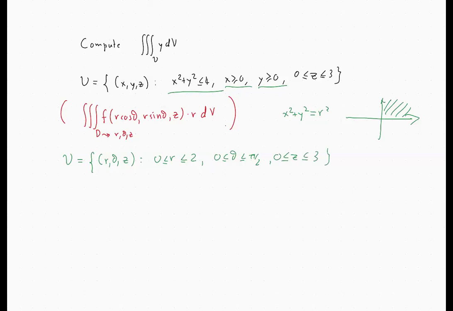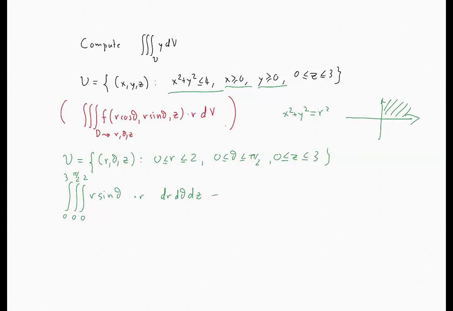Now, our integrand, so let's start by putting down all of this information. So we have the integral from 0 to 2, dr, the integral from 0 to pi over 2, d theta, and the integral from 0 to 3, dz. And the integrand is simply r sine theta, and the Jacobian is r. So this integrand becomes r squared sine theta.